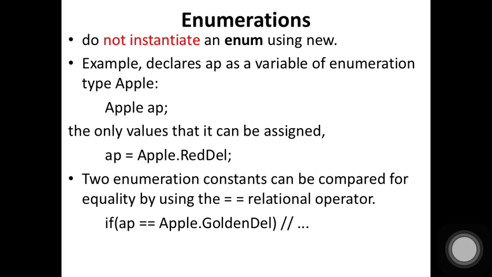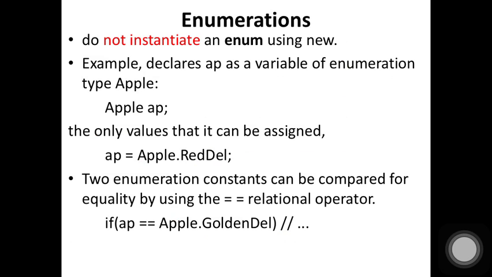Though an enum is of class type, we do not create any instance of this enum class, and we can get a value of that enum by using a variable name. Here I am taking AP as an enum type of Apple. I can assign a value like Apple dot the name of that apple type to the variable AP. So there is no need to use the new keyword with enumerations.